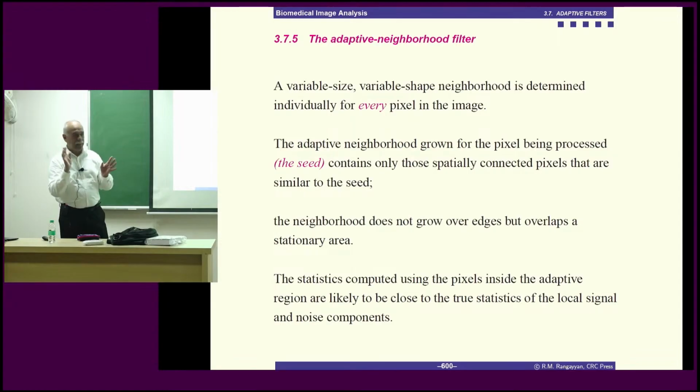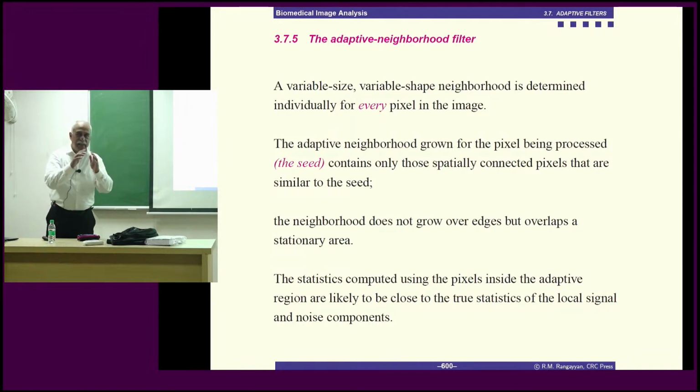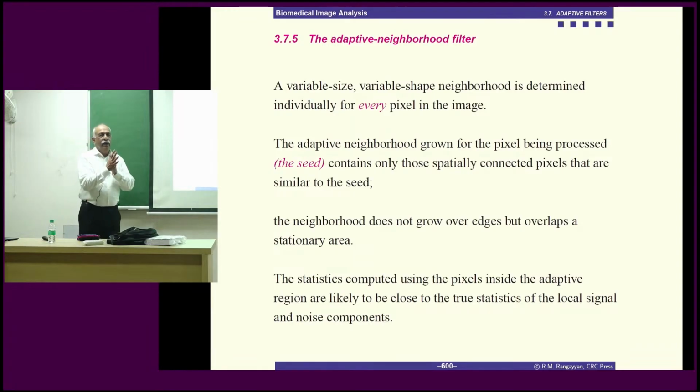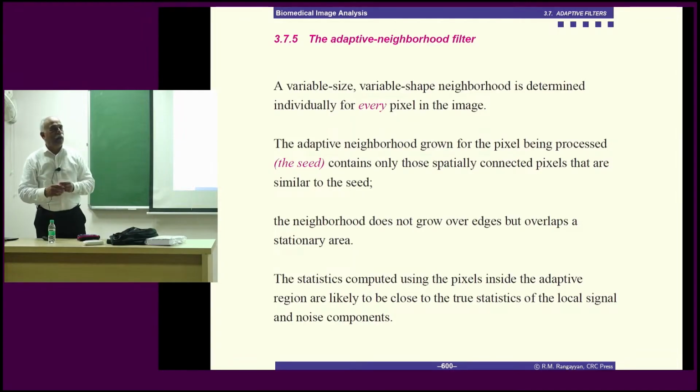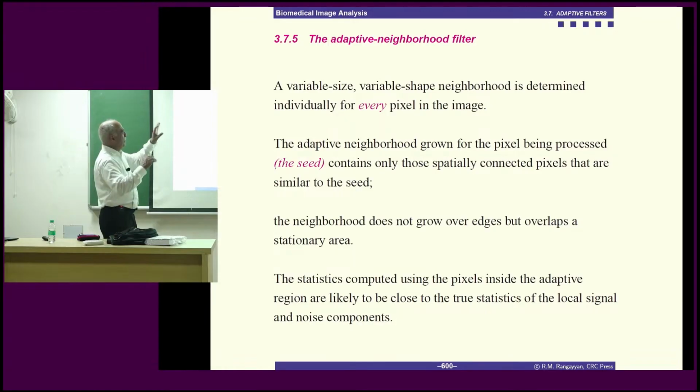Don't blur across boundaries. He wanted to call it pixel-independent processing. That is, we are not processing pixels, we are processing regions or objects in the image. But there were other papers, other methods called region-based or object-based processing. So we could not use those names. So we said pixel-independent, and even that was criticized, so we simply said adaptive neighborhood. So a variable size, variable shape neighborhood is defined, or determined rather, for every pixel in the image.